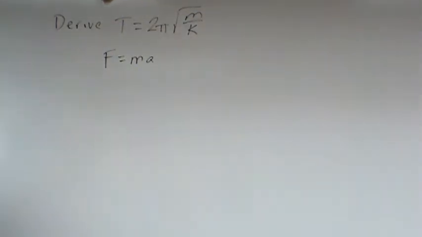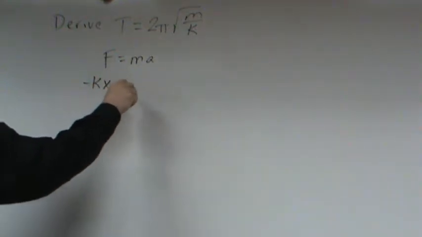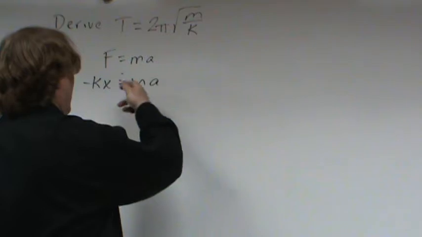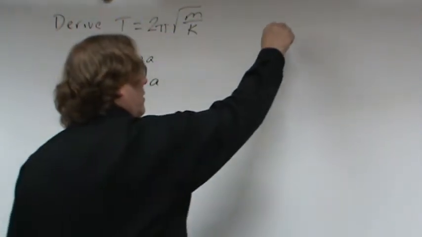On this mass, the force on the mass is the spring force. So I'm going to go negative kx equals ma. You guys okay with that? I have to do negative kx because the x is in the opposite direction of the acceleration. Next, we have a relationship with x and a, correct?